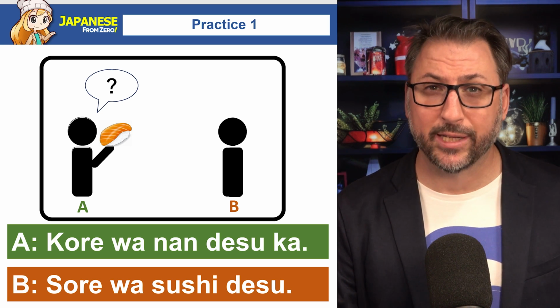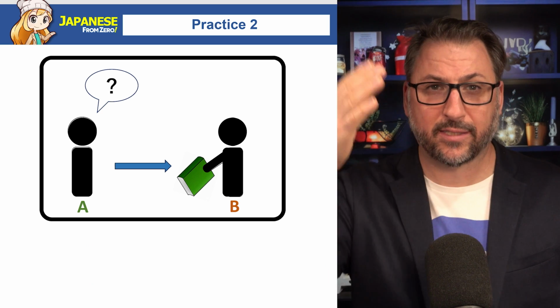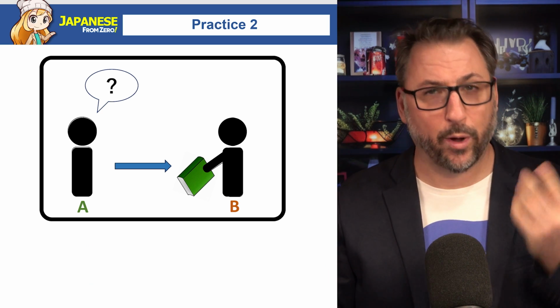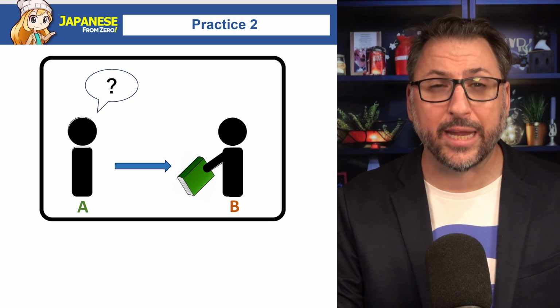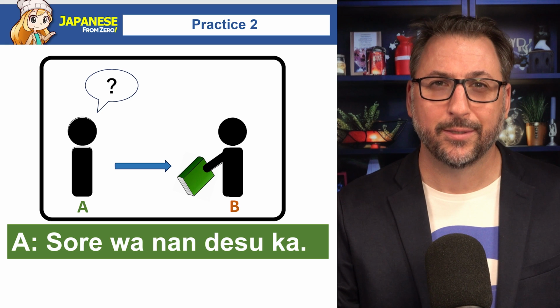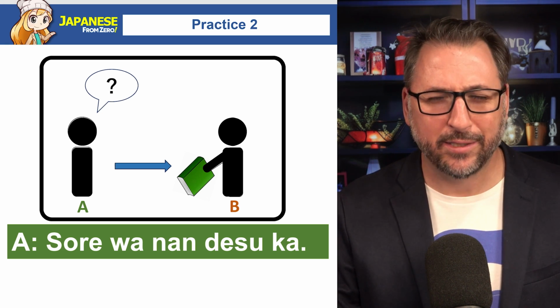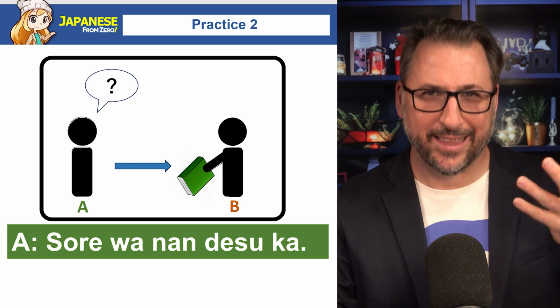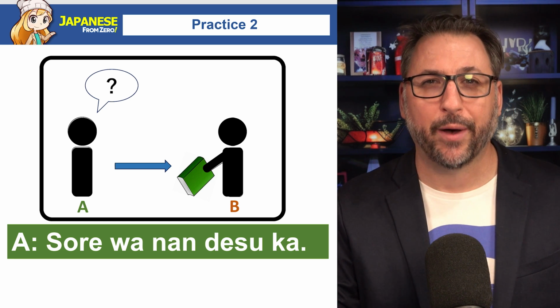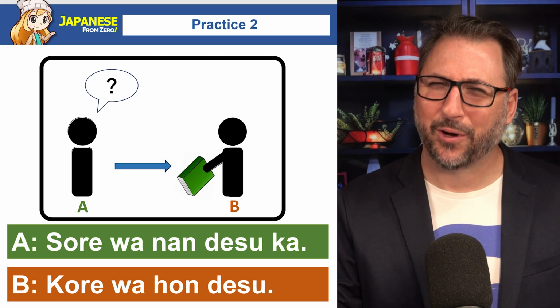Okay. Now let's reverse it. Now A, the speaker asks the person over there, what is that? Now he must use sore. Sore wa nan desu ka? それは何ですか? Right? It's a book. How do you answer? How does B answer? He says, this is a book. これは本です. Pretty easy, right? Not difficult.